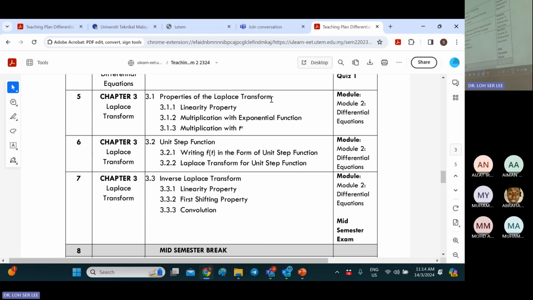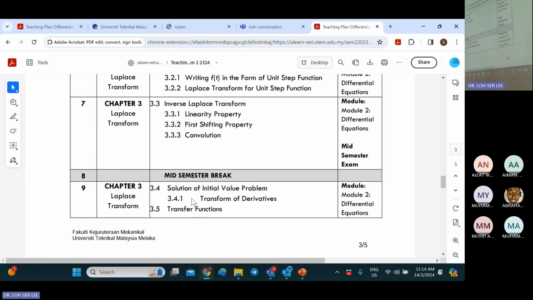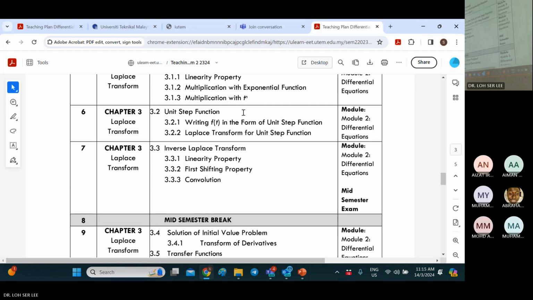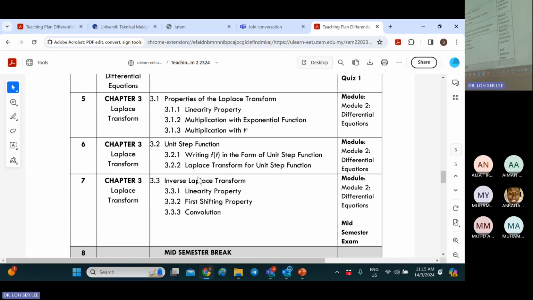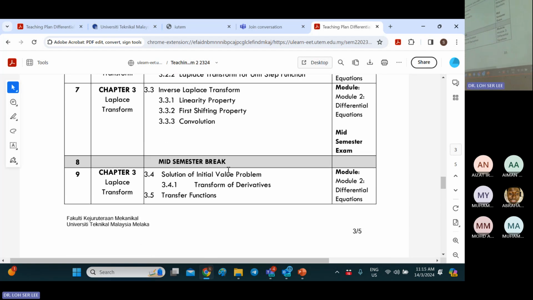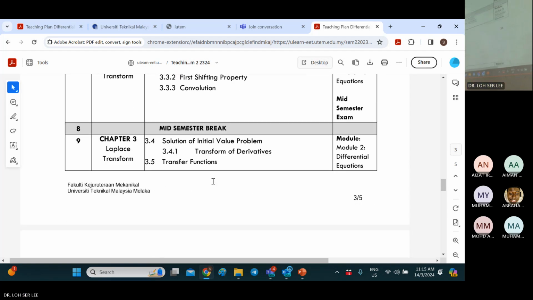So Laplace transform takes 2 weeks, and another 2 weeks for the inverse Laplace transform. After you learn the inverse Laplace transform, then you will know how to solve the initial value problem. That means here we will start to solve the differential equation by using Laplace transform. The first 3 weeks you are learning about the basics of the Laplace and inverse Laplace transform. After that we will use it to solve the differential equation.